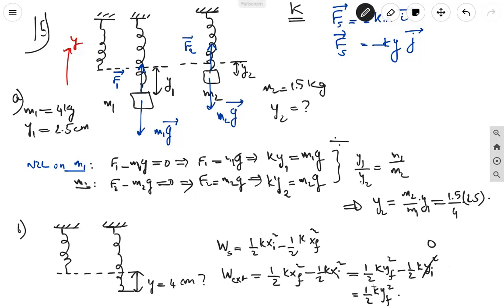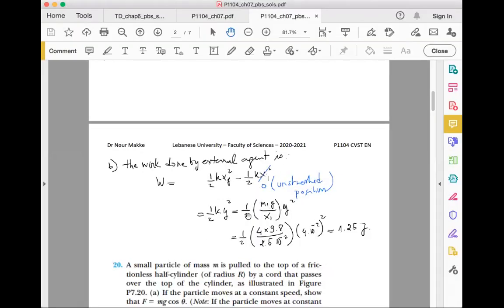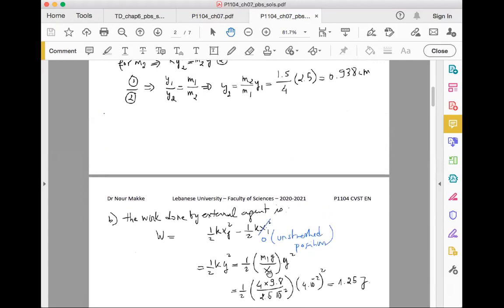So we can deduce the K value from one of these equations, which we have derived in part A. And y final, we know it's 4 centimeter. So we just have to do the numerical application, and this is what we get. So it is half K times y squared. K, we can get it from the first equation, or from Newton's second law for M1. So it's M1 times G divided by Y1, or X1. So I just call it x1, but it's y1, multiplied by y squared.